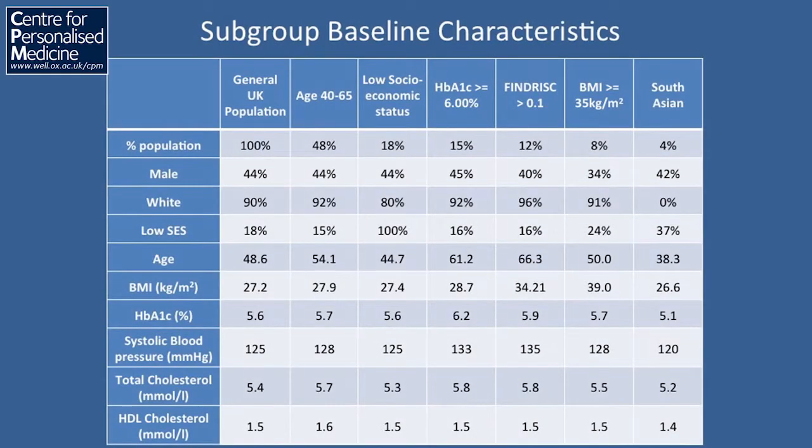You can see from this quite complicated table that all of the 6 subgroups have different sets of risk factors. So the average age is different between them, BMI is different, HbA1c is different, socioeconomic status differs in what proportion of the population it's affecting. So they're all going to be getting diabetes through different reasons, effectively.